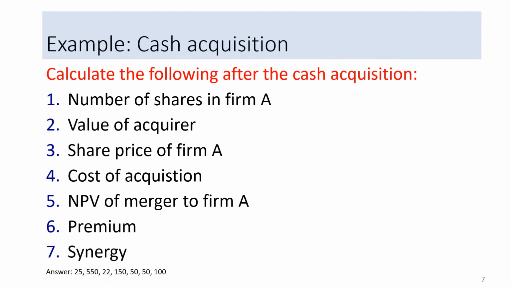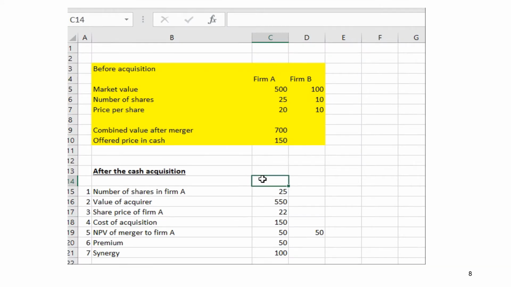A good way to conduct a complete analysis is to calculate the following 7 items after the cash acquisition. I have listed the final answer at the end of the slide. I hope you will pause the video and try on your own first. Let's look into the calculation.